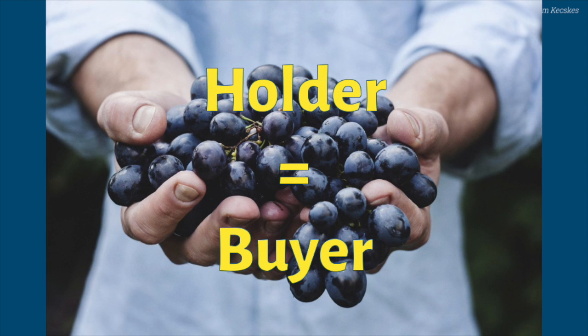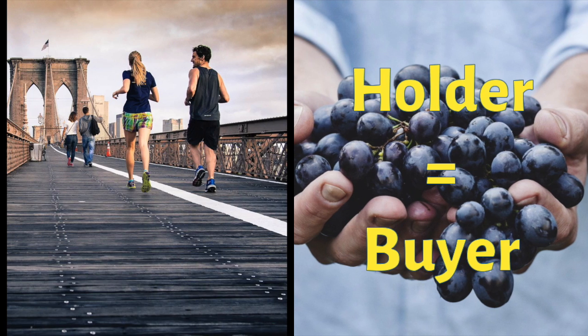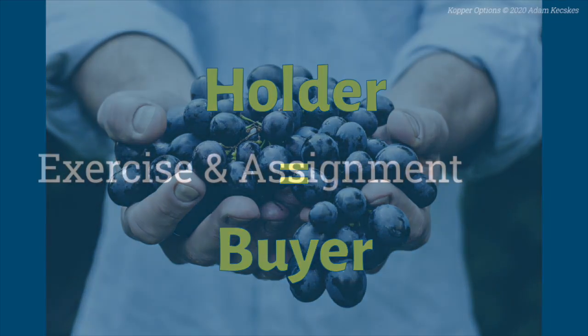The buyer of the option is called the holder of the option to indicate they are holding onto the contract and can request the seller to fulfill their part of the contract when it makes profitable sense to do so. The holder of the option can require the writer to fulfill their obligation. This is called exercising the contract.